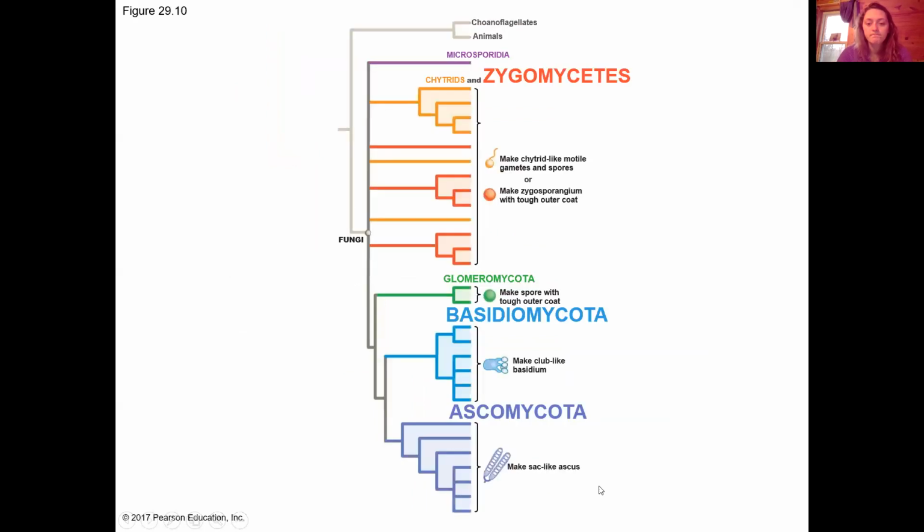Okay, so if we break up the fungi group a little bit closer, we can see that they are broken up into many groups. There are chytrids and zygomycetes, and those have zygosporangium with zygospores. Then we're going to talk a little bit about Glomeromycota just briefly, and then the 2 other major groups are Basidiomycota and Ascomycota.